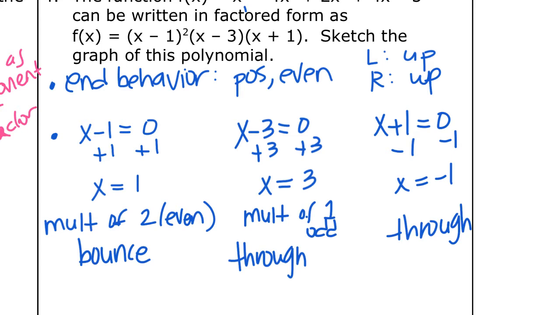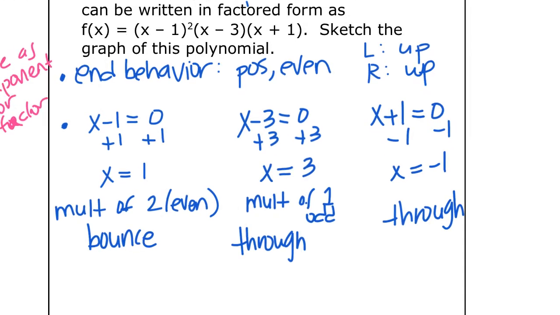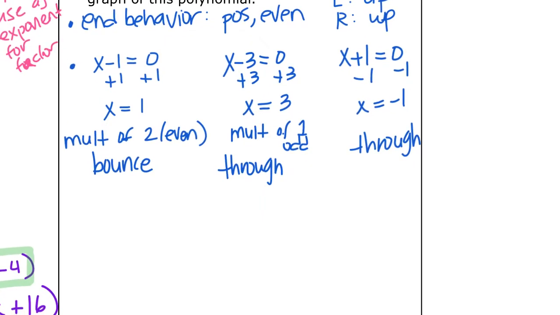So I have my end behavior. I have my places where it's going to touch the x-axis. I just want to find a few more points so that I can get a better idea of what it's going to look like. So I'm going to make myself a table.